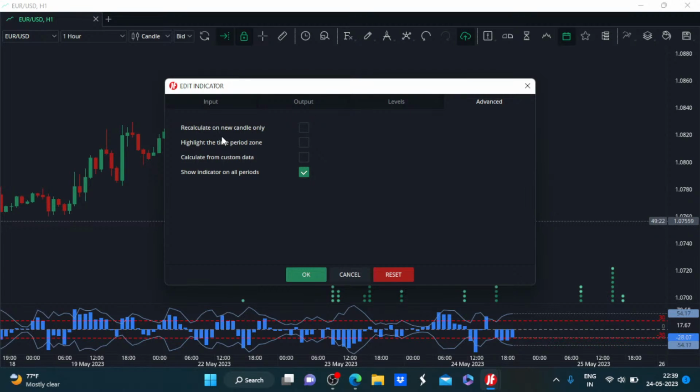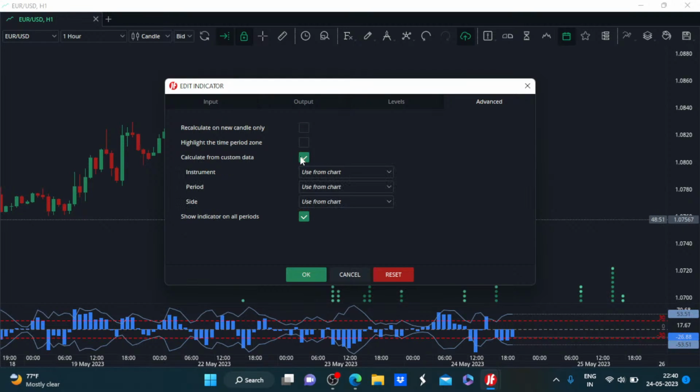Advanced editing option, recalculate on new candle only. So if you opt in, your output will get fixed at the levels of the price which was there at the start of the new candle. Highlight the time period zone: since this indicator only considers 2 as its main calculation period, you don't really have to worry much, but still you can go for highlighting time period zone.